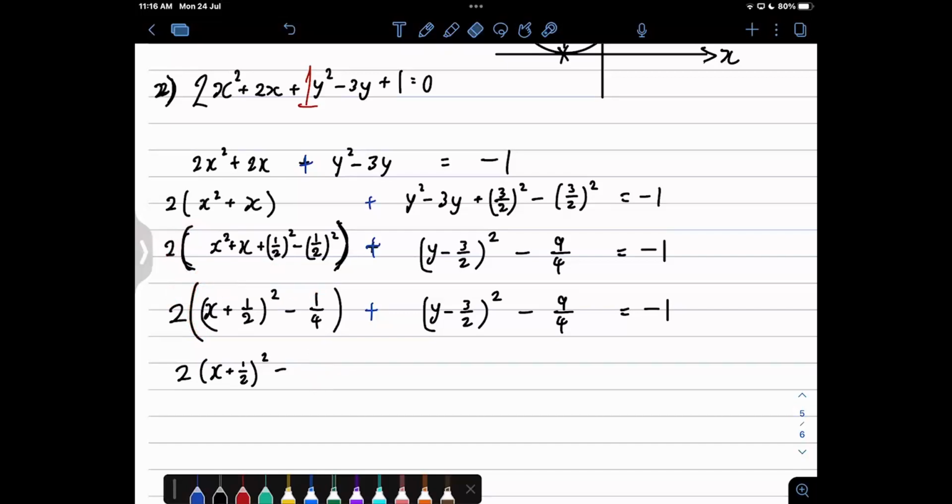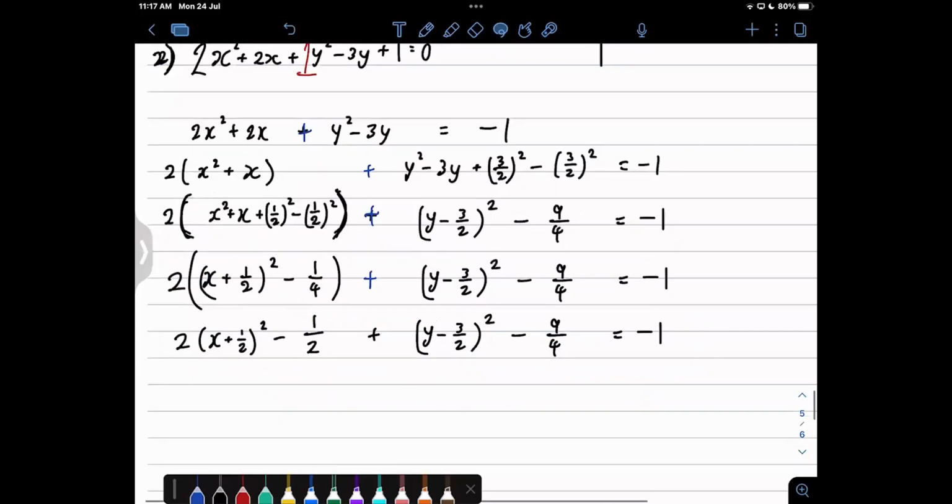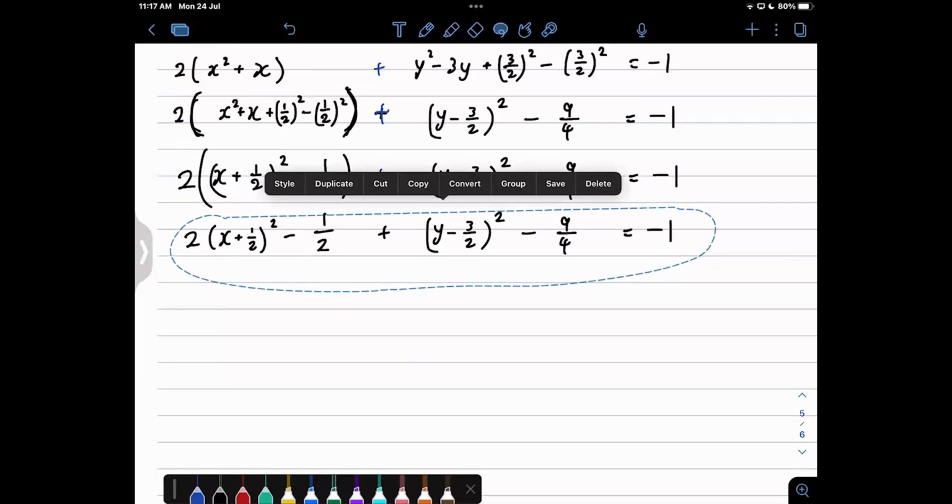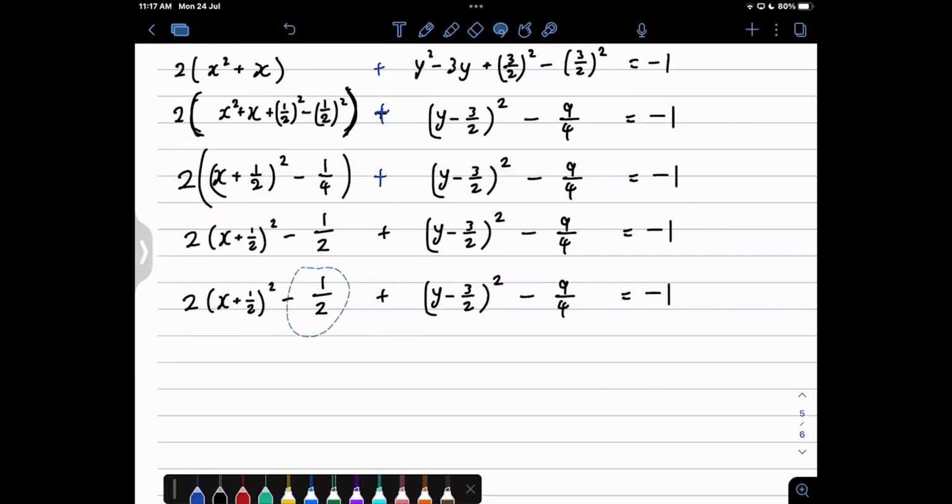This part I'll just simplify into 1 over 2. Is that okay? 2 times -1 over 4 gives you -1 over 2. Okay, good. Then plus the rest. Then you have to bring all the constants over to one side. So -1/2 bring over becomes a +1/2. -9 over 4 bring over, it becomes a +9 over 4.